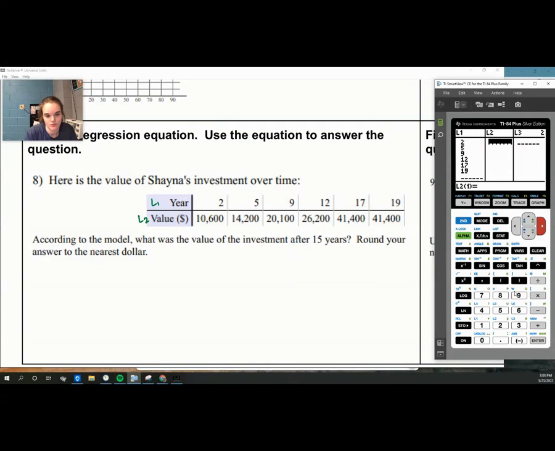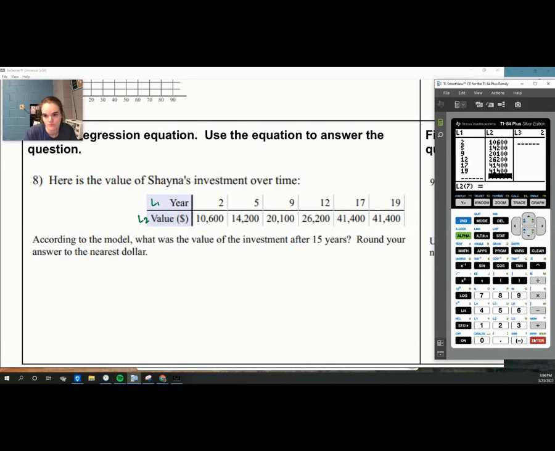All right, and I'm going to do L2. So I've got, don't put the commas in, 10,600, 14,200, 20,100, 26,200, 41,400, and 41,400 again. I missed the 4, so I can just go right over it and type it in again.